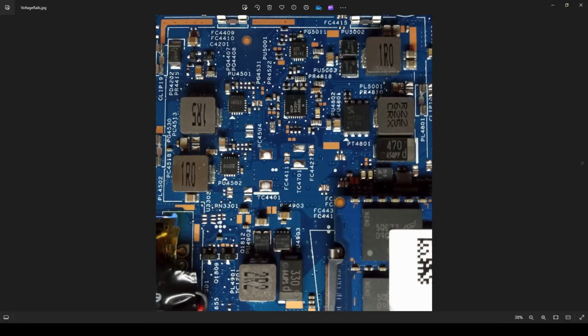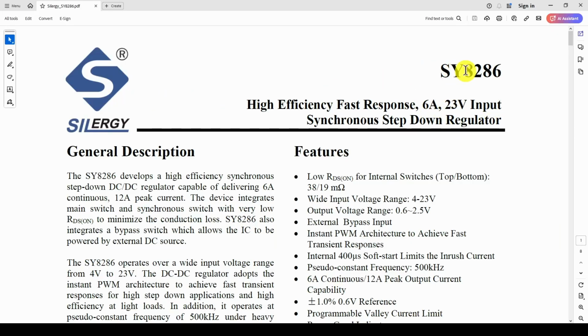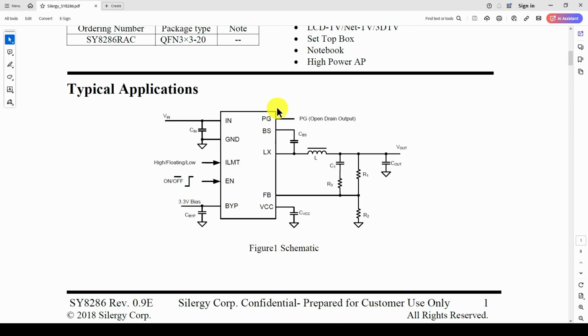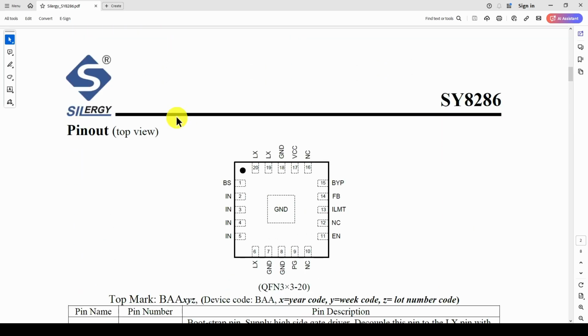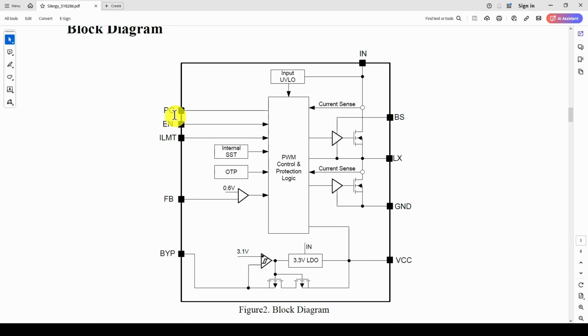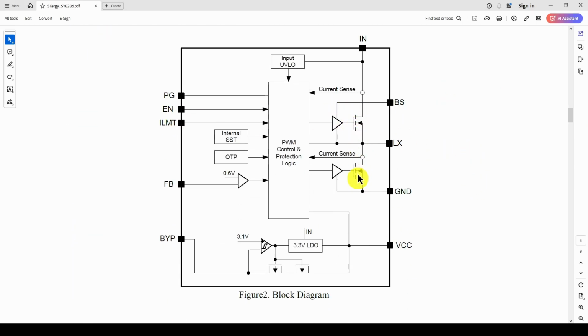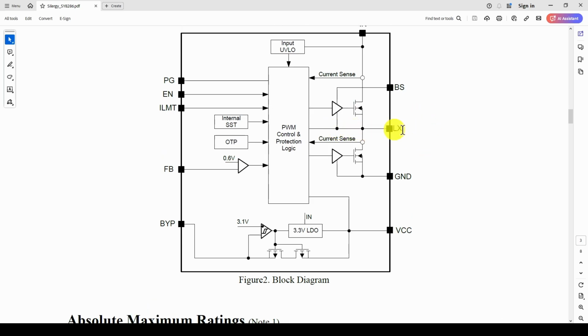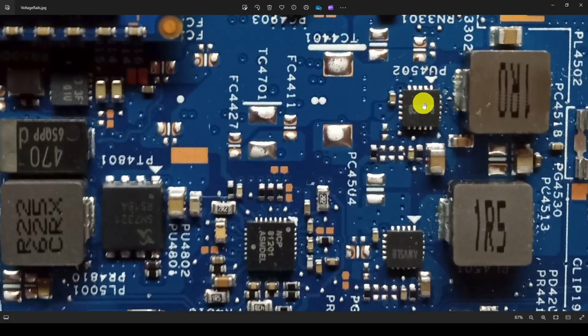So now we can go to the Silergy website. So here is the Silergy SY8286, a high efficiency 6 amp, 23 volt input synchronous step-down regulator. And you can see it's got a typical application and there are no MOSFETs. You've got an inductor, a capacitor, and V out and V in, but there are no MOSFETs. And if you look at the internal diagram, you can see, aha, it's got built-in MOSFETs, and they send the signal out to the LX, or the inductor pin, which goes to the inductor. So basically it's a controller plus two MOSFETs for switching. So that's why these are only one control circuit and no MOSFETs, because they're built in. And that's the case with both of these.